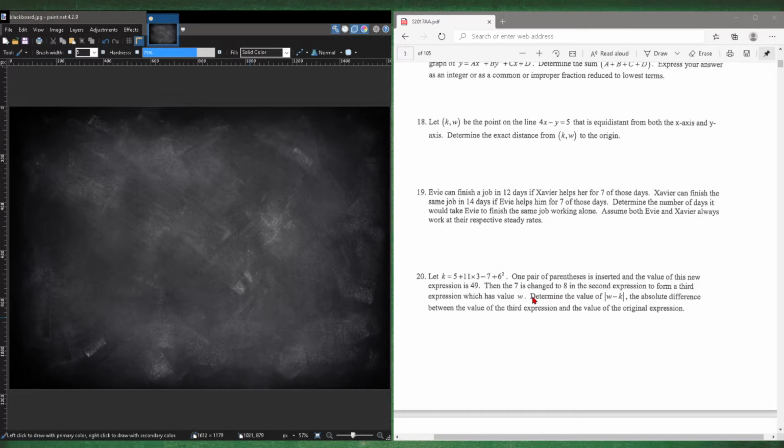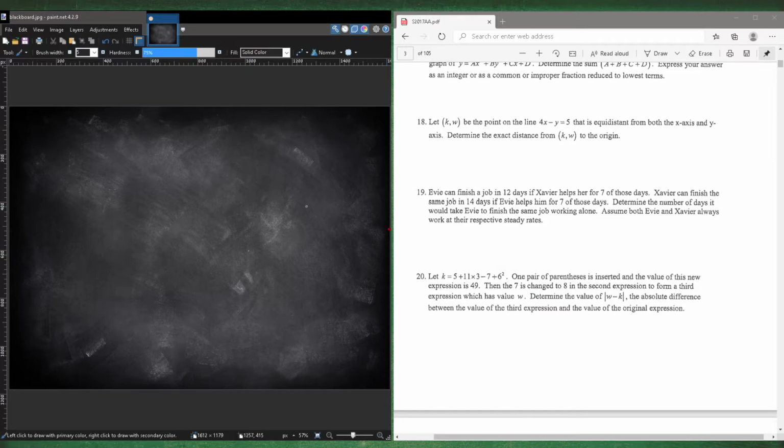Okay, question 20. Let k equal 5 plus 11 times 3 minus 7 plus 6 squared. One pair of parentheses is inserted and the value of this new expression is 49. Then the 7 is changed to 8 in the second expression to form a third expression which has value w. Determine the value of the absolute value of w minus k.